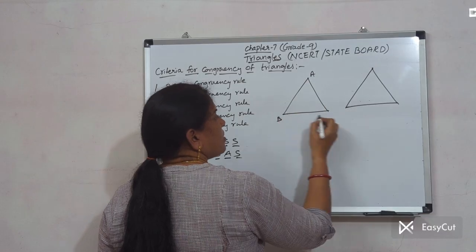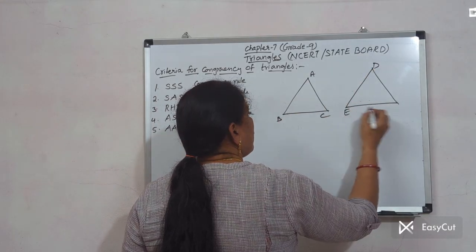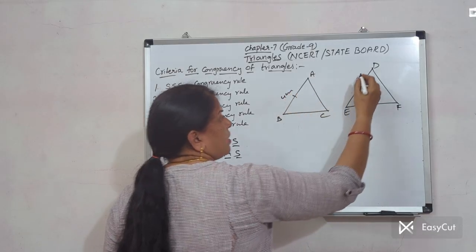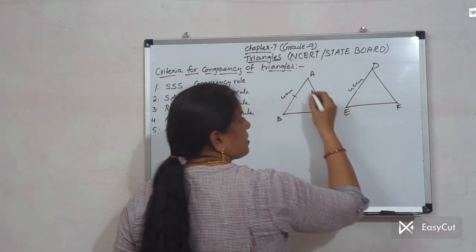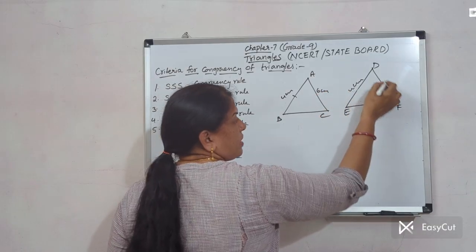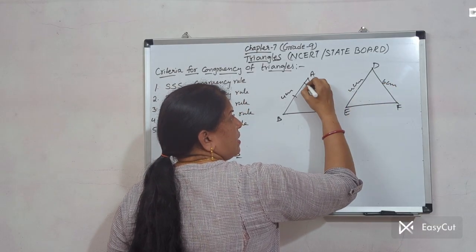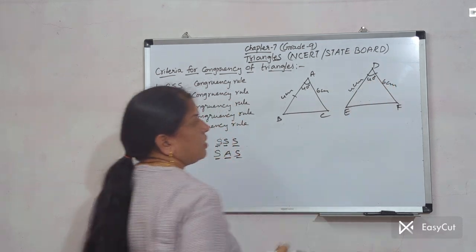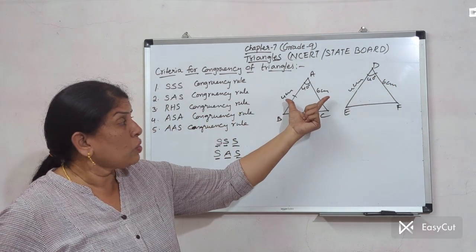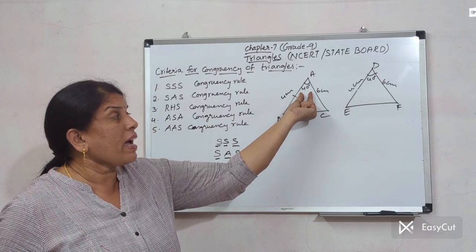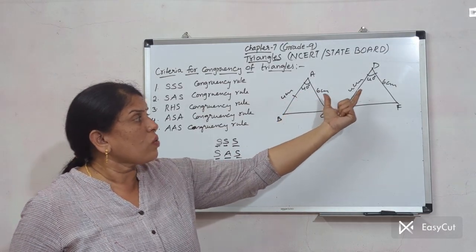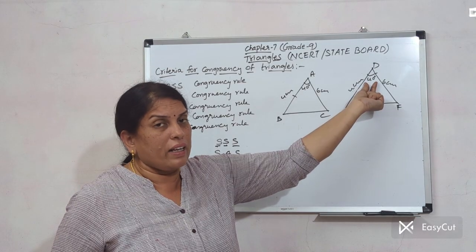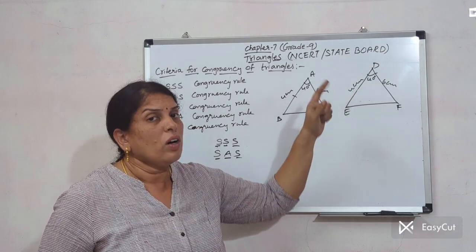A, B, C, D, E, F. See here, for example, AB is equal to 4 centimeters, ED is equal to 4 centimeters, AC is equal to 6 centimeters, DE is equal to 6 centimeters. This angle is equal to 40 degrees and this angle is equal to 40 degrees. If two sides and the included angle of one triangle are equal to the two sides and the included angle of the other triangle, then those two triangles are said to be congruent.